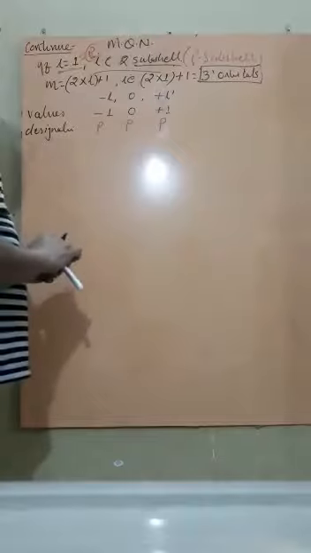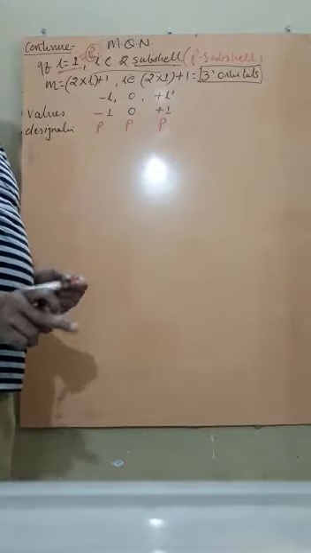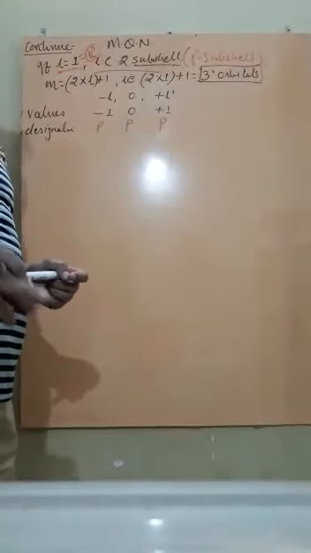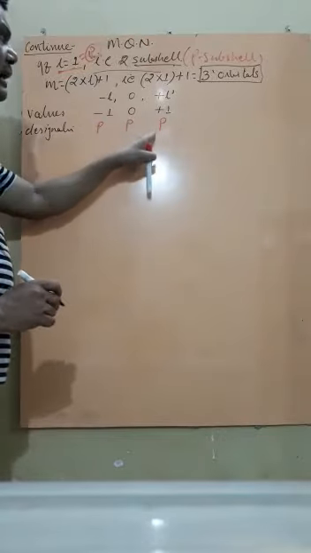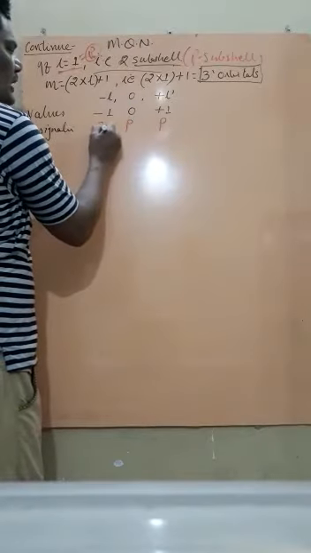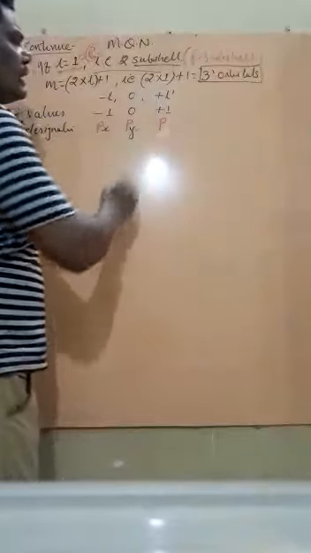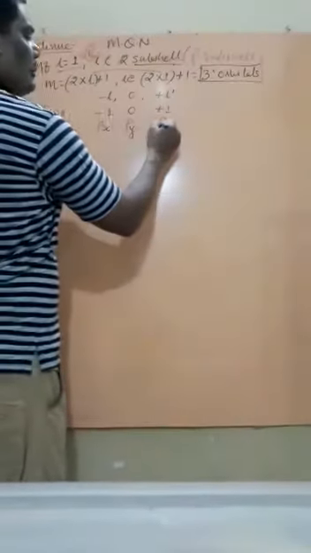Now the magnetic quantum number shows the orientation of the electron around the nucleus in three-dimensional axes, and the axes are X, Y and Z. So if 3 orbitals are there, the first orbital will be oriented in the X coordinate, the second orbital in the Y coordinate, and the third in the Z coordinate. Are you getting? So this is called designation, and this is called values.